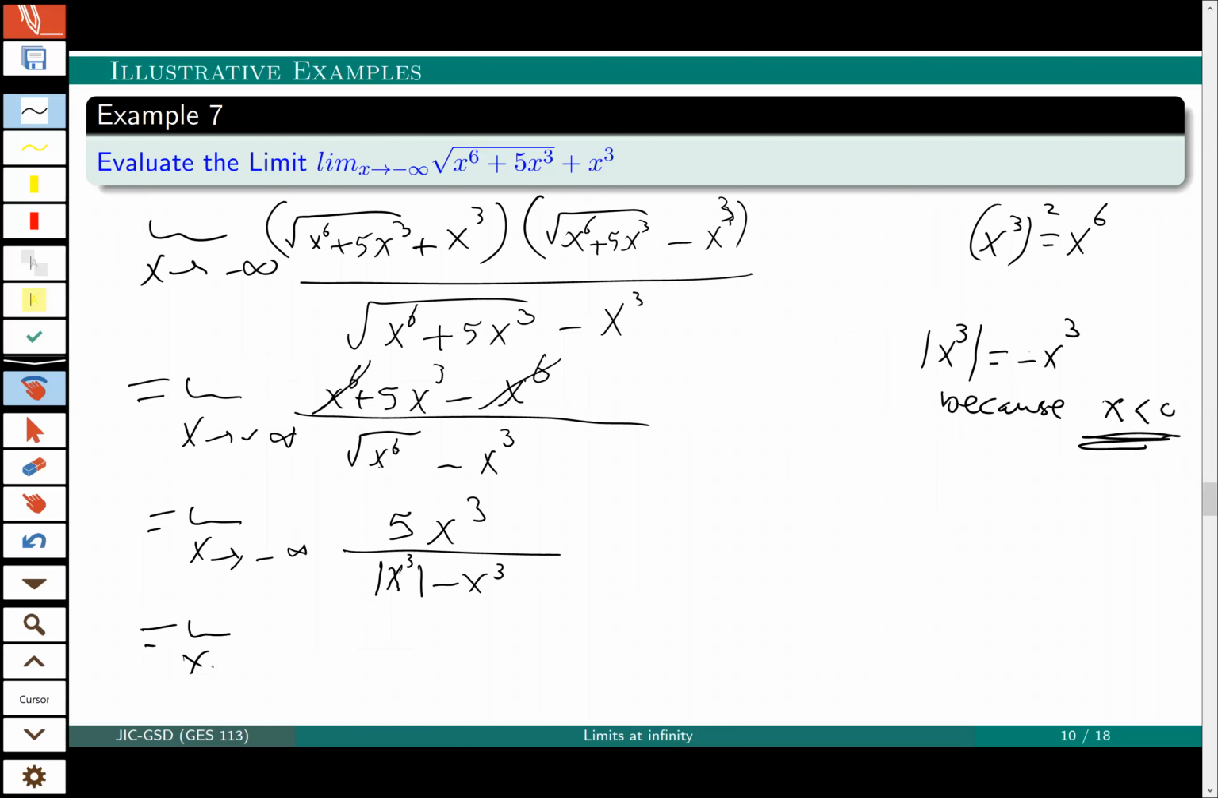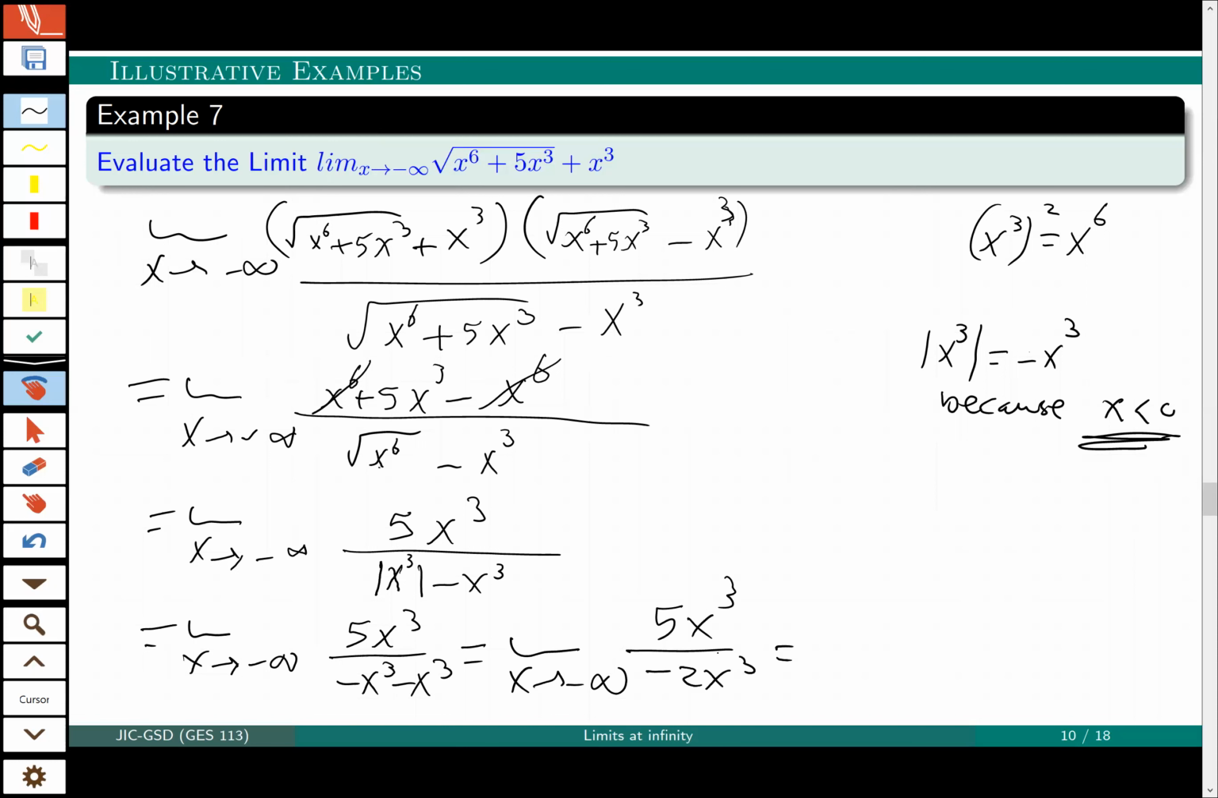So I will get that as x goes to minus infinity, 5x cubed minus x cubed minus x cubed, which is the limit when x goes to minus infinity of 5x cubed over minus 2x cubed, which will be, at the end of the day, minus 5 over 2.